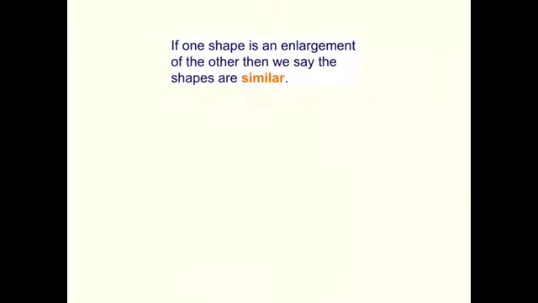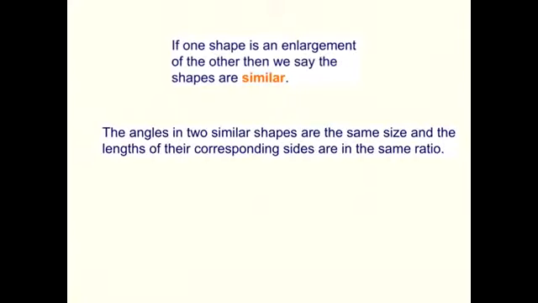What we're going to be looking at in this short video is how to calculate missing sides from shapes that are mathematically similar. If one shape is mathematically similar, then it's usually an enlargement of another shape. The angles in the two similar shapes are going to be the same size, and the lengths of the corresponding sides are going to be in the same ratio. So that means everything's been enlarged by exactly the same amount.